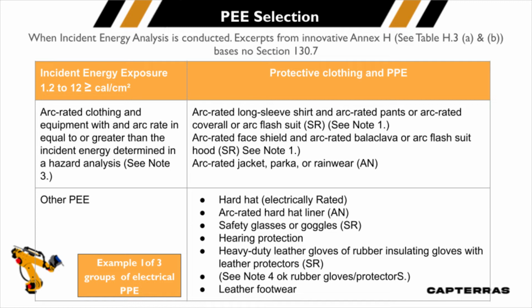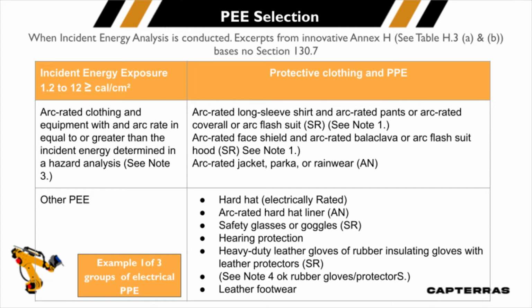A very good approach is a three-level system. Again, when we look at three levels, the lower level may be all natural fiber clothing, which is not arc rated, but allowed per the standards for that level of exposure, up to 1.2 cal. So 3 levels, pretty simplified approach. Again, we'll have an example of a poster here in just a few minutes.